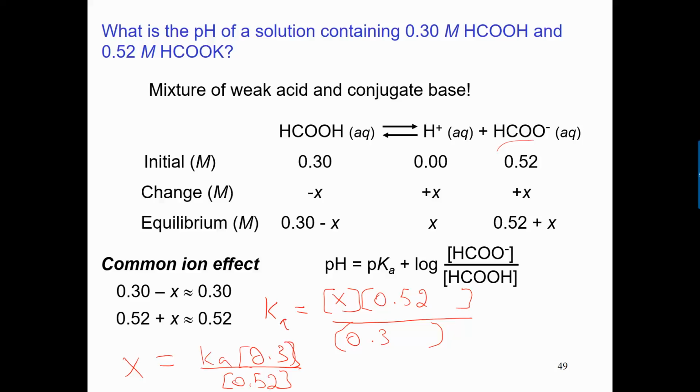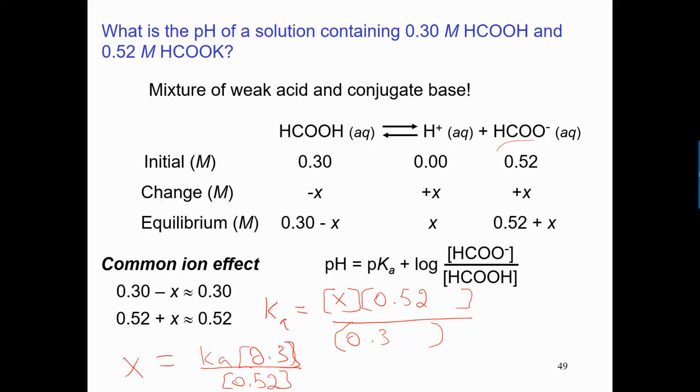You don't have to do a RICE table if you have a question like that. 0.3 molar formic acid and 0.52 molar potassium formate, okay? Because you'll know what the base is, you know what the acid is, and you can use Henderson-Hasselbalch. So no RICE table needed, because you know the concentrations, and this equation is making the assumptions already to drop the negative x and plus x here. It's just incorporated into the equation right here.